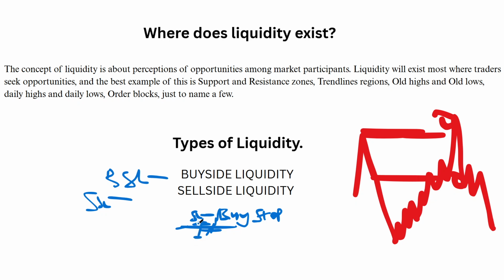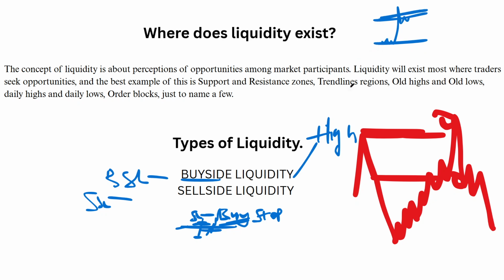Do you understand? The accumulation of the stop orders in the form of exits and entries is what creates what we call buy side liquidity. So therefore, buy side liquidity exists above highs. It exists around resistance. This one is support, this one is resistance. So buy side liquidity is the one that exists around resistance levels.